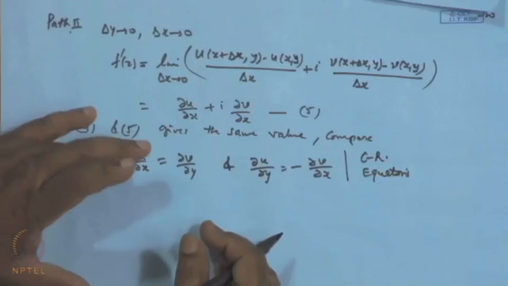It means, if a function f whose real and imaginary parts do not satisfy the CR equations, then the function will not be analytic or will not be differentiable, is it not? Because these are the necessary conditions, these are not sufficient. I am not saying it is a sufficient condition.